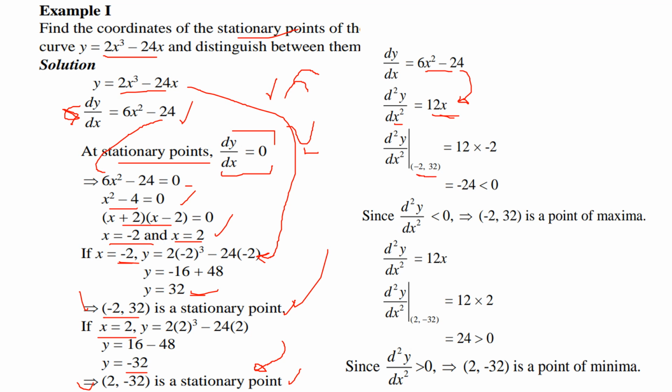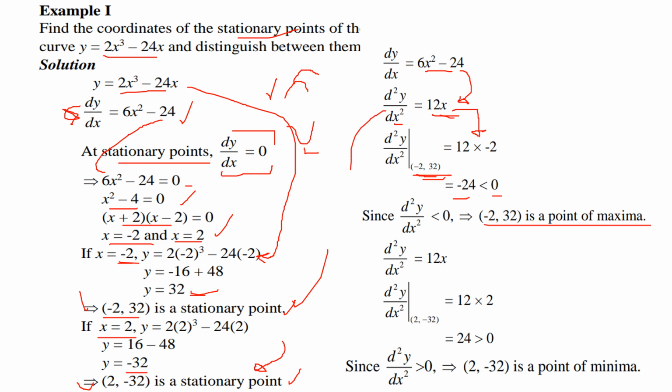And when we get the first point, which is (-2, 32), and you substitute for the value of x, we are going to get negative 24. And I told you, when your second derivative value is negative, less than 0, that means that point is a point of maxima, or a maximum point. So you conclude that this one is a maximum point.